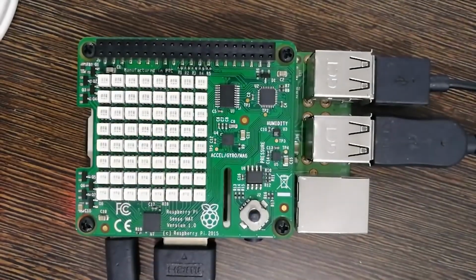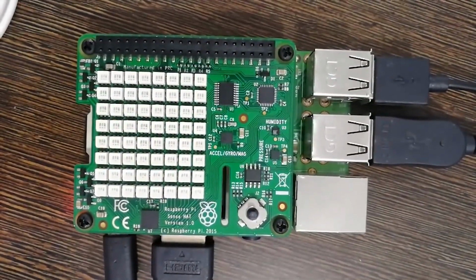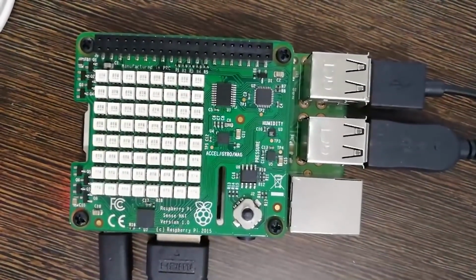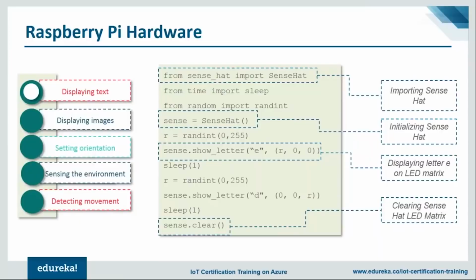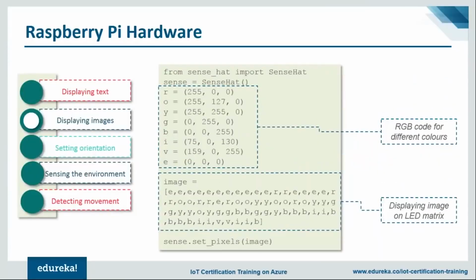So based on the inputs that I have given, it has displayed a certain letter on the Sense HAT LED display as well. So let's go back to our presentation and look at the next program that is involved here. The next program is going to display an image. What it does is give you a complete idea of the various color combinations possible on the Sense HAT as well.